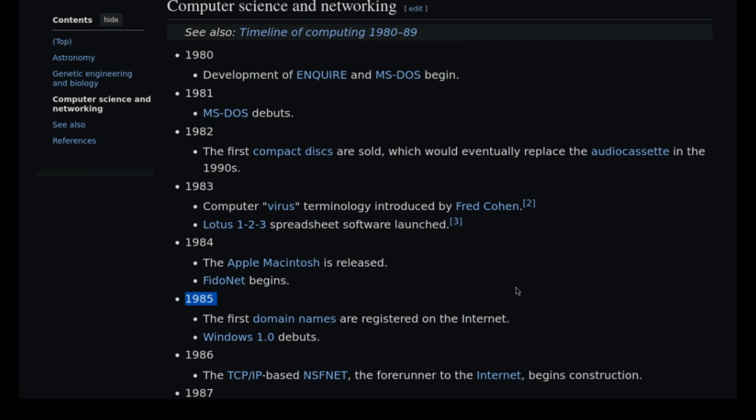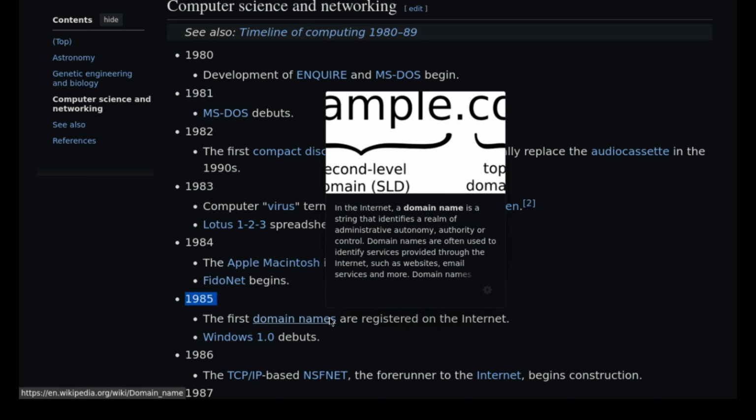1985, the first domain names are registered on the internet. I'm curious if there's a list anywhere of what the first domains registered were, like the first 100 or so. I'm assuming at that point, whoever built the system could just register whatever they wanted and there wasn't a cost involved. But I don't know. When was registration of domain names?